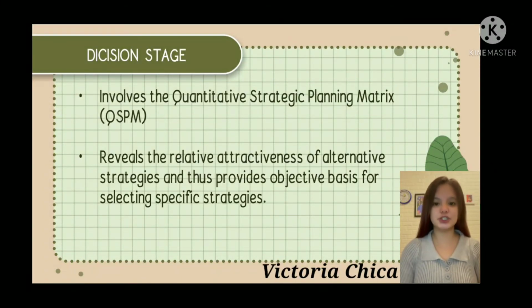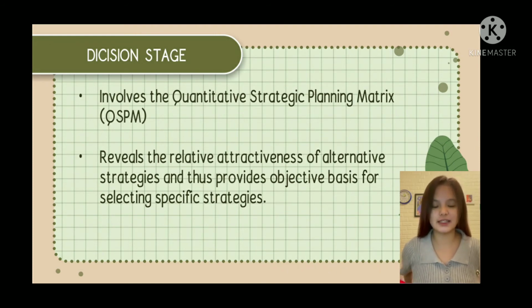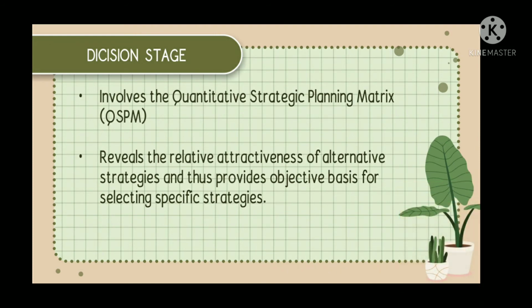Next, the decision stage. The decision stage involves a single technique, the quantitative strategic planning matrix, or QSPM. QSPM uses input information from Stage 1 to objectively evaluate the feasible strategies identified in Stage 2. A QSPM reveals the relative attractiveness of proposed strategies and thus provides an objective basis for selecting the ultimate strategy. Thank you.